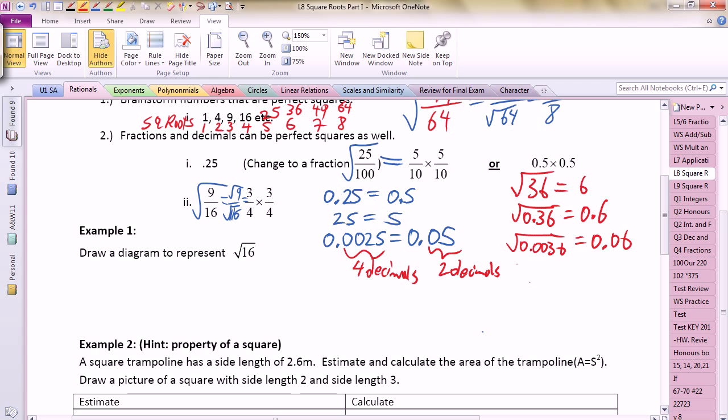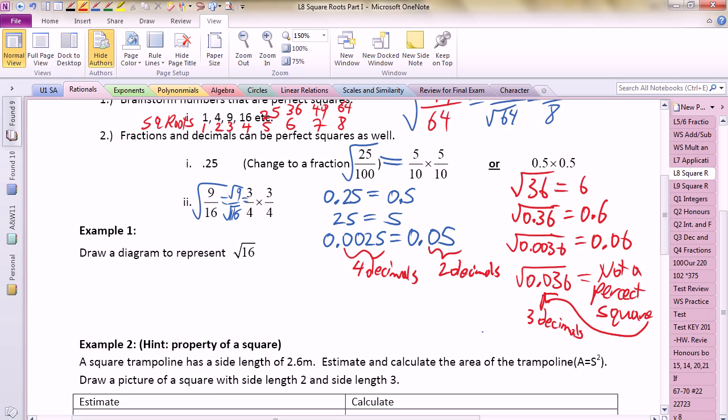Okay. Now here's a tough one. What about square root of 0.036? Not a perfect square. Okay, and the reason why it's not a perfect square, like you could get an answer only using a calculator, is because this one has 3 decimals. Doesn't work. Okay, so that one goes forever and ever. We call that irrational. Don't really need to know, that's more grade 10 stuff. Don't really worry about the pattern with decimals. I just want to show it to you so you can see it.